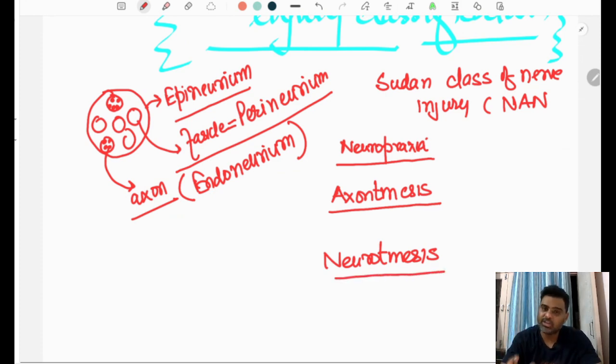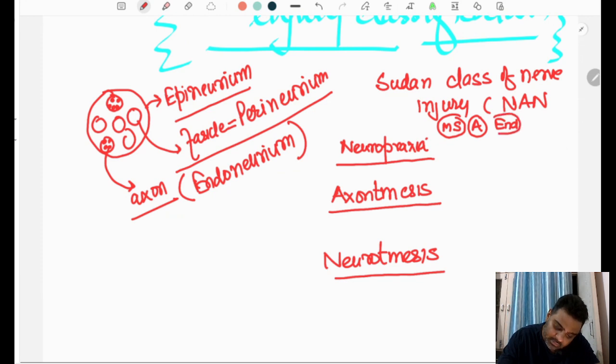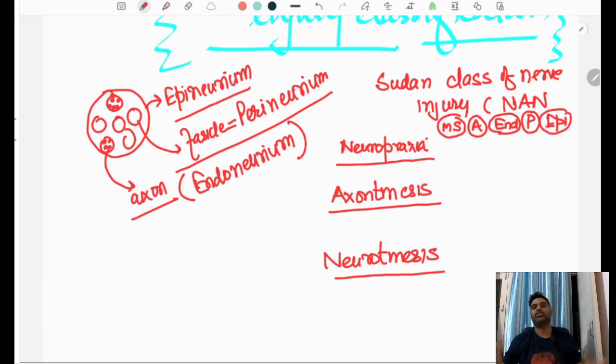Okay, now we'll see. We know there is a myelin sheath. MS is for myelin sheath, A is for axon. Then from inside, we go to endoneurium, which covers the single axon. P is for perineurium, which covers the fascicle, and then we have epineurium, which covers the complete nerve.